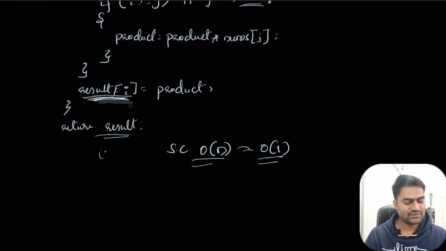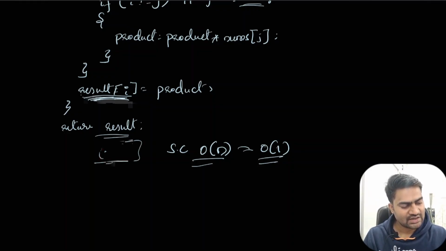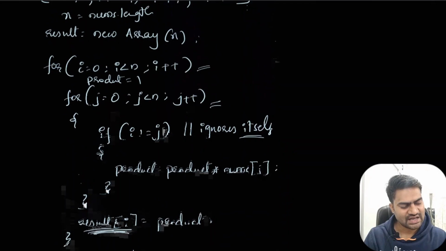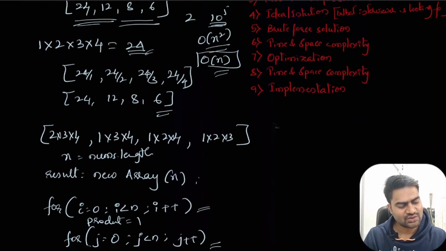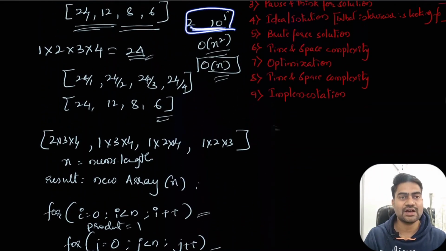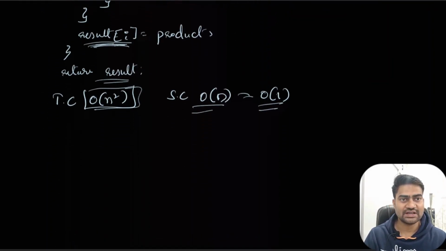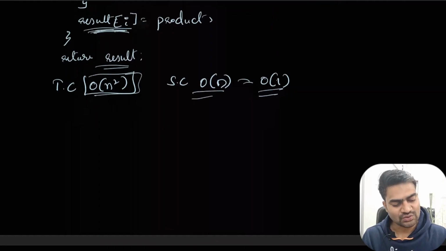So this will take order of n square time complexity, which is costly. We have also seen that our input ranges between 2 and 10 raised to 5, so our solution will give us TLE in LeetCode. So we need to improve this particular solution. How do we do that?